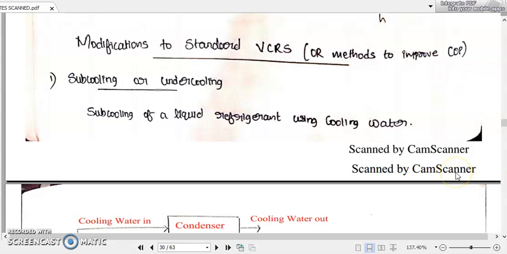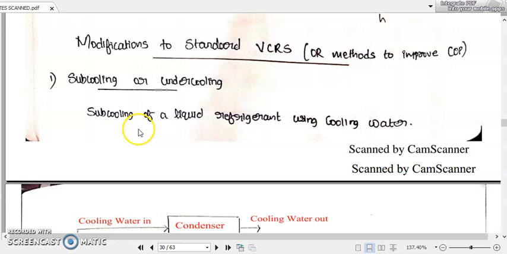So now let us try to improve the coefficient of performance of this standard VCRS by implementing some minor modification. One such minor modification is called subcooling or undercooling. Subcooling or undercooling means cooling down a particular matter, for example the working fluid refrigerant, below its normal conditions. So we are further cooling down the refrigerant below its normal conditions.